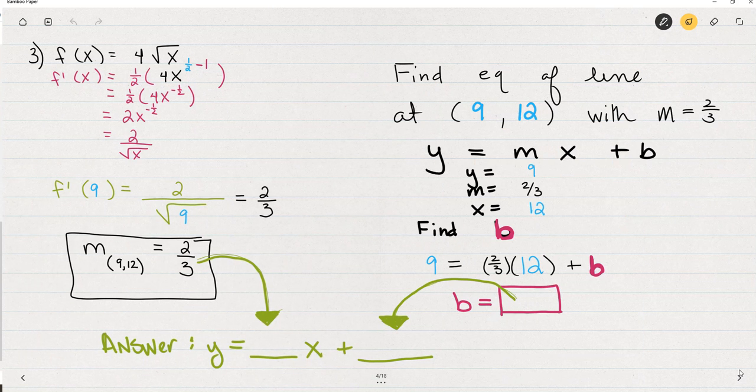This next example that you see partially worked out says determine the equation of a line that's tangent to this curve.